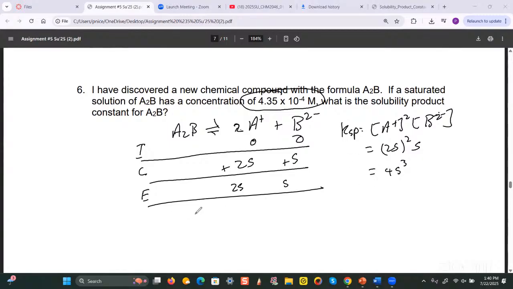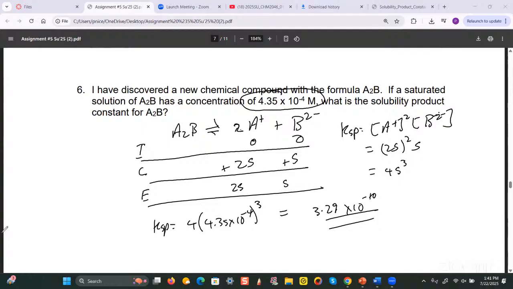Because we know that S is equal to this, Ksp will be equal to 4 times 4.35 times 10 to the minus 4, cubed. Let's see what that gives. I'll cube 4.35 times 10 to the minus 4, and then multiply by 4. According to my calculations, rounded to 3 sig figs, that would be 3.29 times 10 to the minus 10. And that's how that is done. All right, any questions about this one? Any questions?